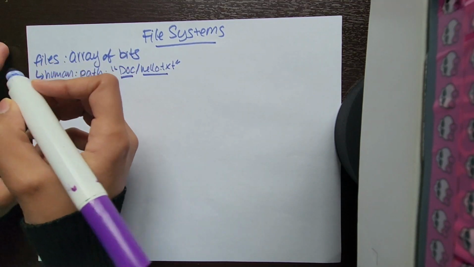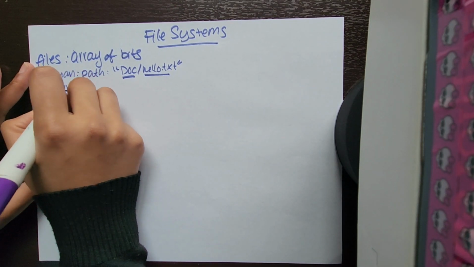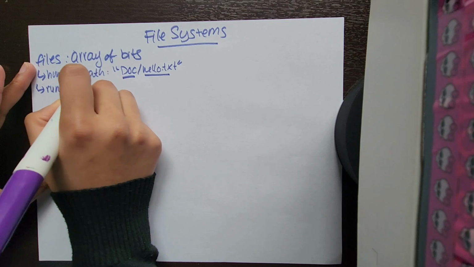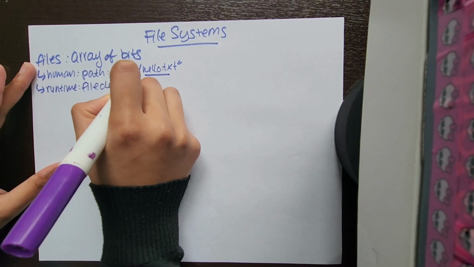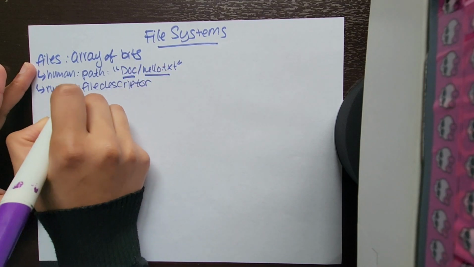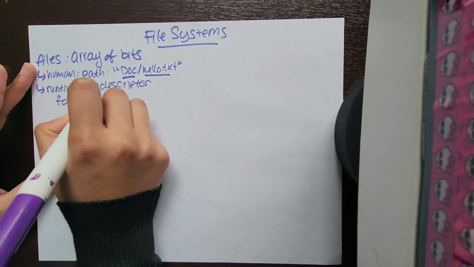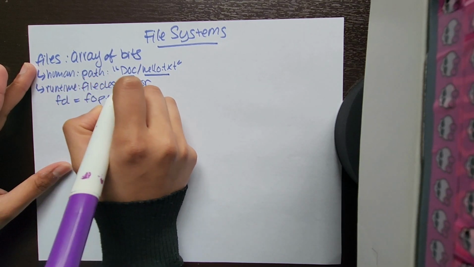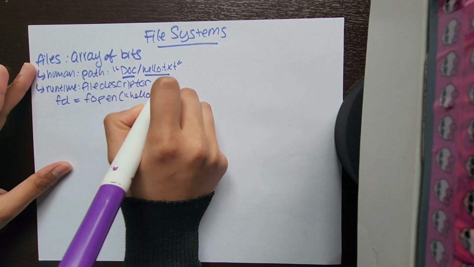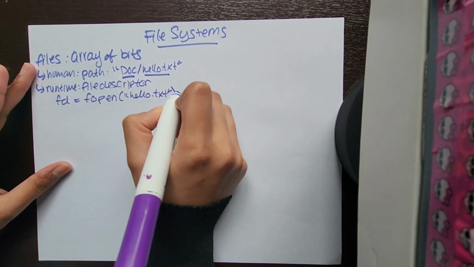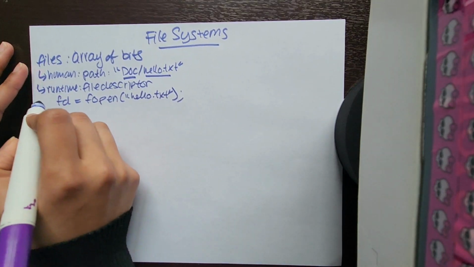But then there's also the runtime definition of files, which is a file descriptor. This is how we define it when we are programming. When you call fopen, the result gives you a file descriptor, which is an integer that sort of gives you where this file is located.